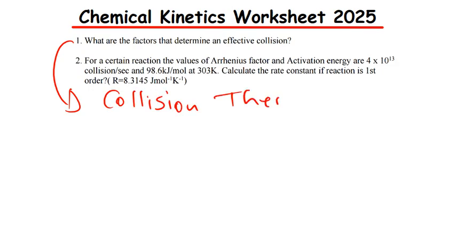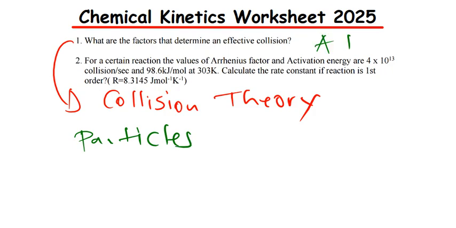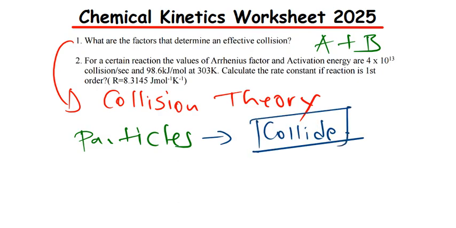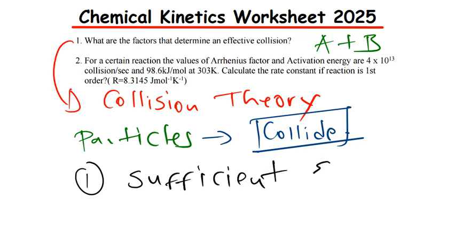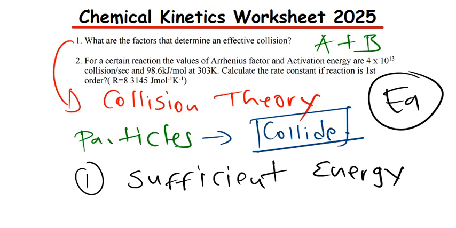Now, the collision theory states that for a reaction to proceed, particles of the reactant must do what? These particles of the reactants, let's say the reaction between A and B, their particles must collide. Now, not all collisions are effective. So for it to be effective, number one, the particles must possess sufficient energy. There is a minimum amount of energy required for a reaction to progress, which we call the activation energy, symbolized by capital E, small letter A.